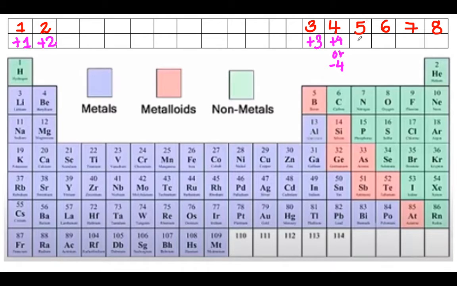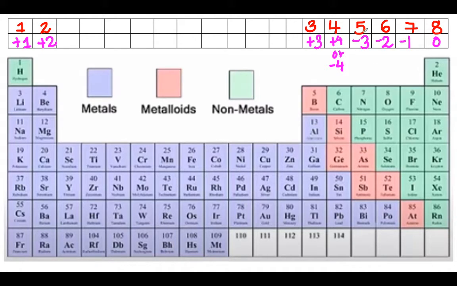In group 15, they have a charge of -3. Group 16 has a charge of -2. Group 17 has a charge of -1. And group 18, they're the noble gases. They don't form ions at all, so we can just call them 0. Again, we're not going to see these in our ionic compounds.